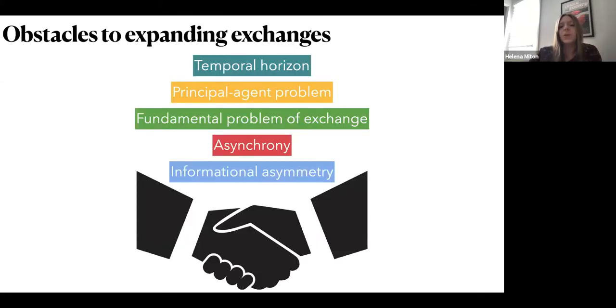So in more detail, what were those obstacles and what are the things that put weight on trust and made trust difficult? There are at least five main categories of things that have been identified. And I'm going to go through each one of them.